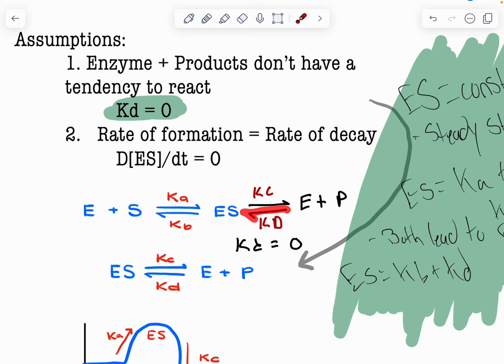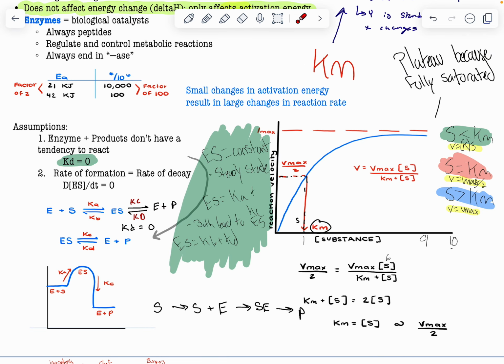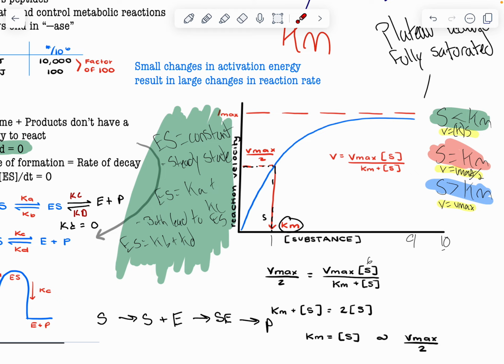And as a result, Kd will always be zero, because this backwards motion of an enzyme and product, the enzyme converting the product back into a substrate, never occurs. If I had to drill one thing into your brain, Kd will always be zero because this little thing right here never happens. Never happens.